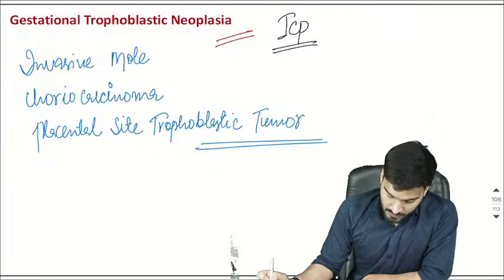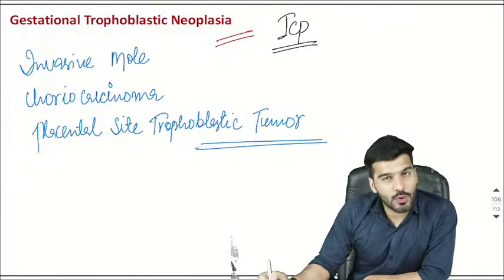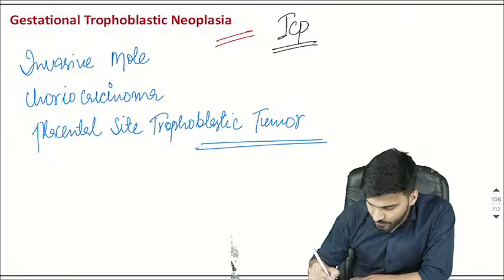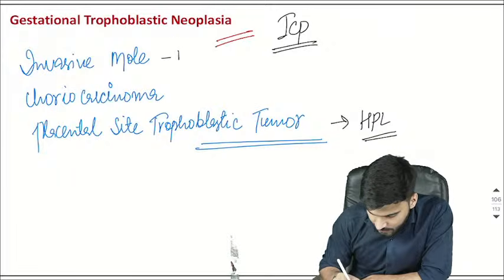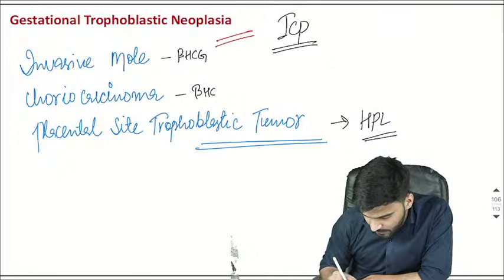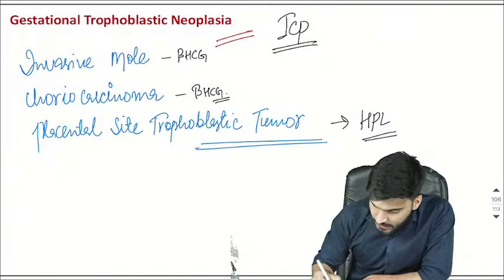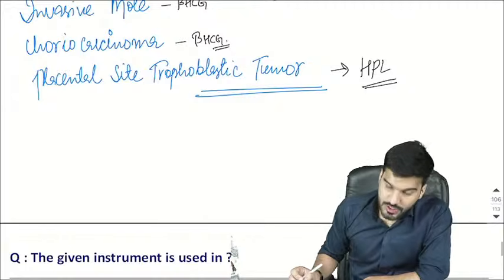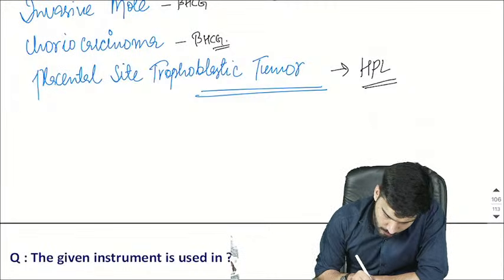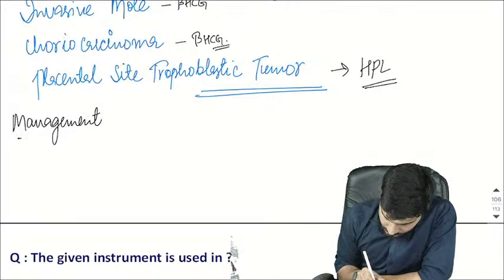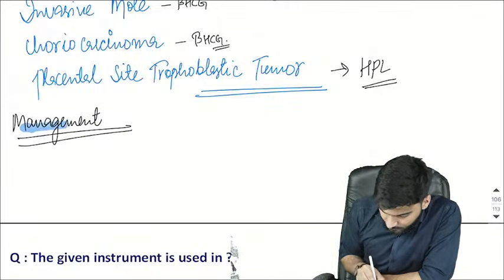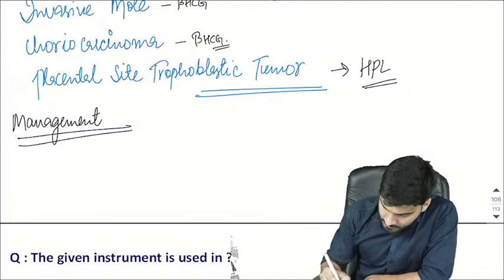Now, for invasive mole and choriocarcinoma, you will follow the beta HCG, but here you will follow HPL, human placental lactogen. The marker you follow is going to be HPL. Okay. Now, sir, what will be the treatment for gestational trophoblastic neoplasia? If I talk about the management, that is the key that you have to remember. Management is the main part.